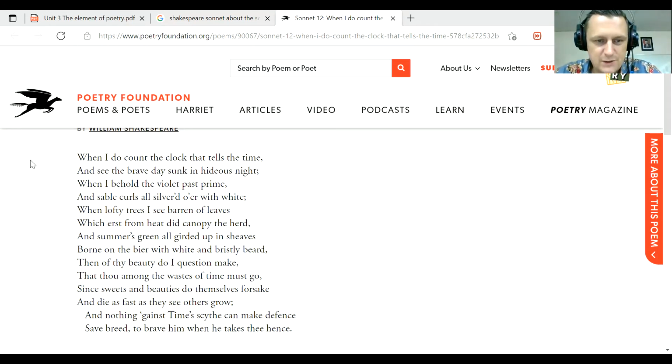Then of thy beauty do I question make, that thou among the wastes of time must go, since sweets and beauties do themselves forsake, and die as fast as they see others grow, and nothing 'gainst time's scythe can make defense. Is it scythe or scythe? Save breed to brave him when he takes thee hence.